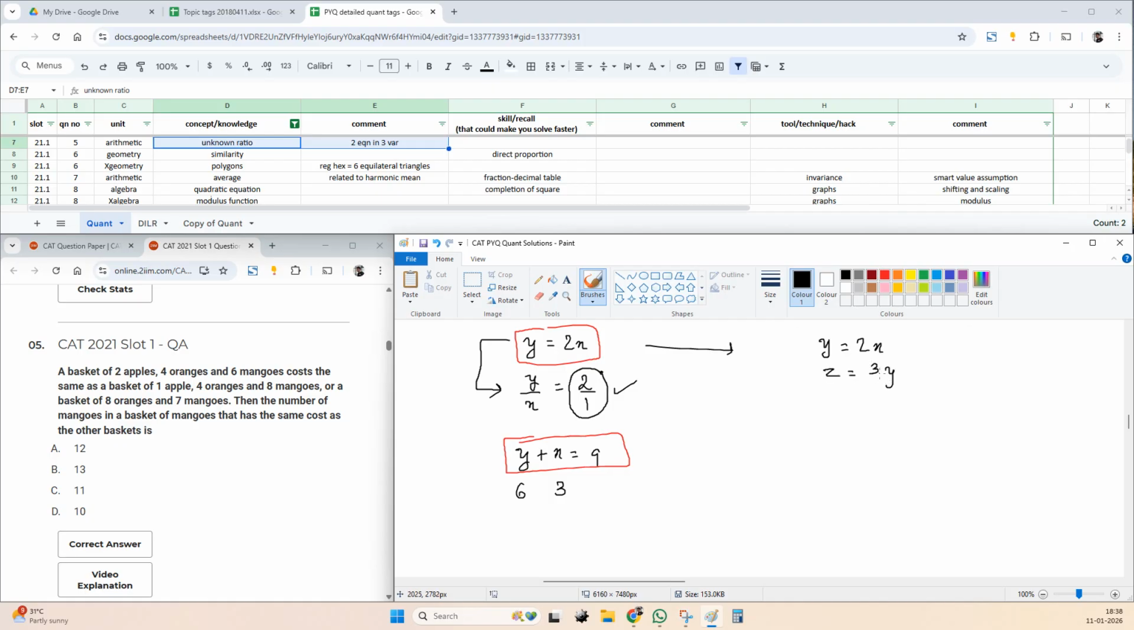That's two equations in three variables. If I asked you to give me the unique values of x, y and z, you cannot do that. Two equations in three variables is not resolvable. You can't find unique values. But this is actually sufficient.